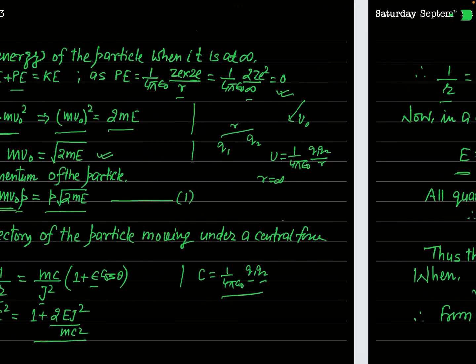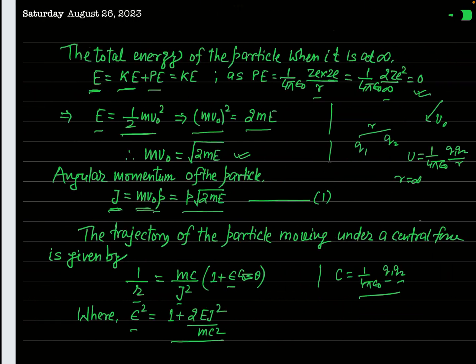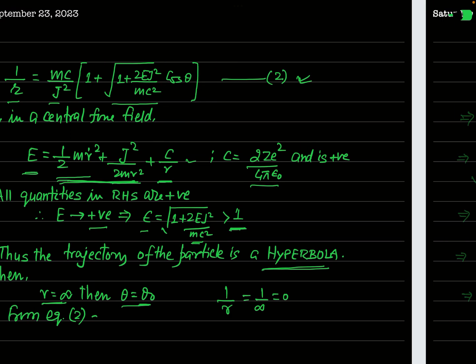Now, as you have seen in this figure, when our alpha particle is at point x, that is, at an infinite separation from the nucleus, the angle theta, which you mentioned in the equation of trajectory, is actually equal to theta naught. So you can say when r is equal to infinity, then theta is equal to theta naught. Now let us put r equal to infinity and theta equal to theta naught in this equation 2. Since r is infinity, 1 by r will be 1 by infinity, which is equal to 0. And in the RHS, in place of theta, we will write theta naught. So now this equation 2 will become what?